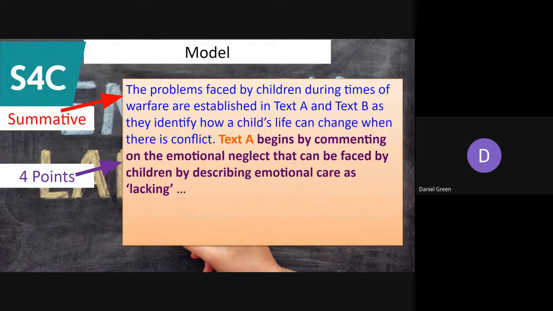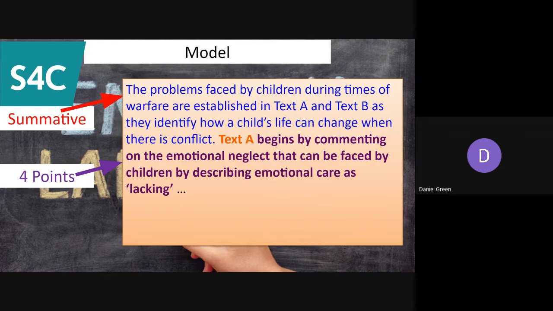Text A begins by commenting on the emotional neglect that can be faced by children by describing emotional care as lacking. Notice how I'm not really delving into the article. This is not a how question. You don't have to ram as many techniques in there as possible and try and analyze what the writer is saying and how they're saying it. In a synthesis, your goal is to just create a new text from 2 texts or more. That means you're not giving me a huge amount of analysis of the text. It's more like you are doing a summary with some quotes in there.